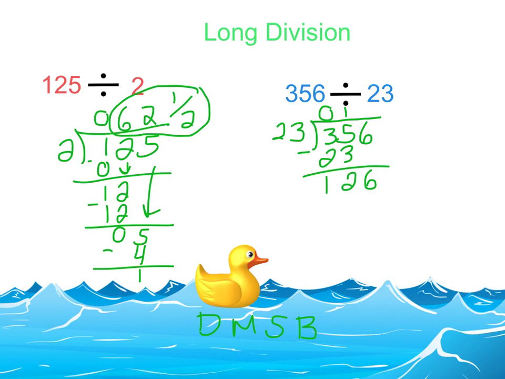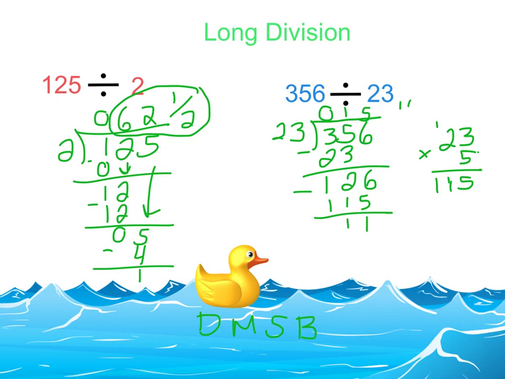Now we have to figure out 126 divided by 23. Well, I'm really not quite sure, but let's just take a guess here. It might go in about, let's try 5. Let's multiply these. And that's pretty close, 115. So 5 times 23 is 115. Subtract. And 11 is our remainder.